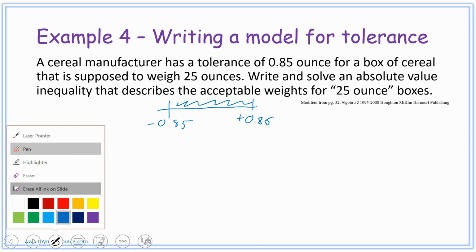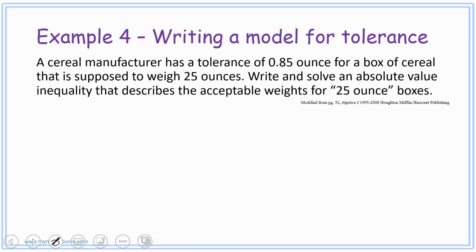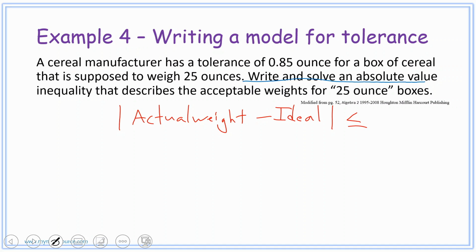All right, so let's go ahead and read the rest now that we have a visual understanding of what we're doing. Now, the box is supposed to weigh 25 ounces. What they want you to do in this question, which has been modified from the book, is write and solve an absolute value inequality that describes the acceptable weights for 25-ounce boxes. So our absolute value is going to be the absolute value of our actual weight minus the weight we want, or as the book wrote it, ideal weight. And that's got to be less than or equal to 0.85.